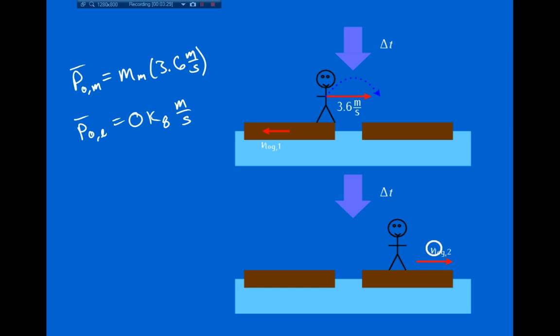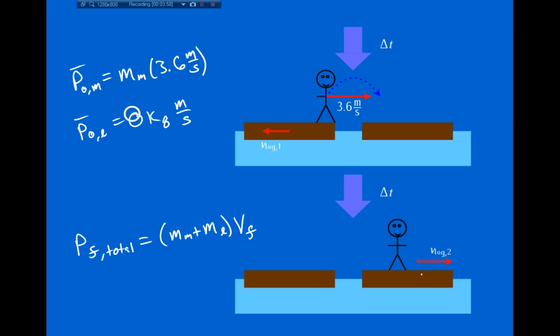Now, after the man lands on the log, the man and the log are going to be moving off with the same velocity, because the man's going to be standing still on this log. So what we can say is that the final momentum of the total system is going to be equal to the mass of the man plus the mass of the log times the final velocity of both the man and the log. So they're going to be moving with that same velocity.